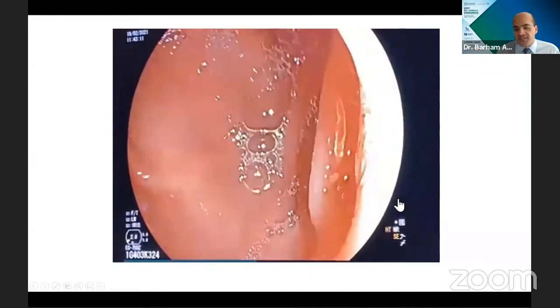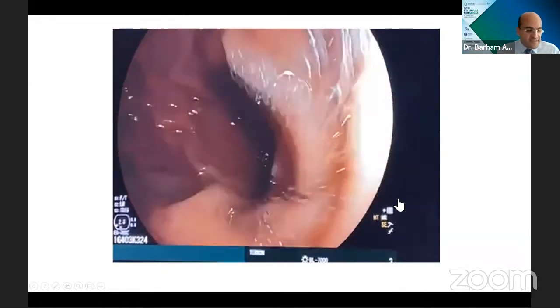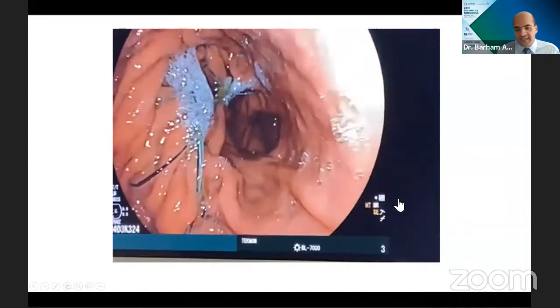There are no ulcerations in the stomach. There is no evidence of esophagitis. So that is a very well tolerated intervention.